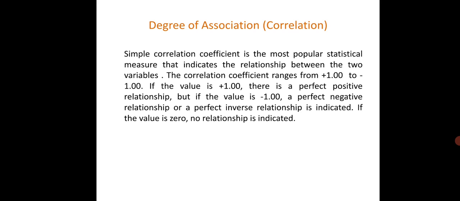Degree of association. Simple correlation coefficient is the most popular statistical measure that indicates the relationship between the two variables. The correlation coefficient ranges from +1 to -1. If the value is +1, there is a perfect positive relation. But if the value is -1, a perfect negative relationship or a perfect inverse relationship is indicated. If the value is 0, no relationship is indicated.